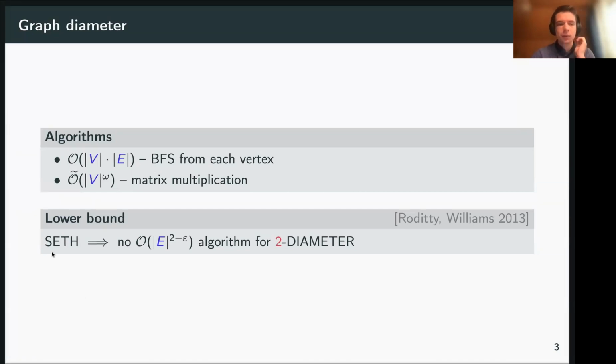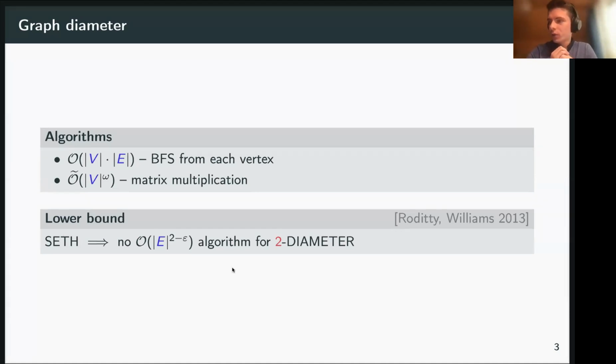Namely, if the SETH hypothesis holds, Roditty and Vassilevska Williams proved that there is no subquadratic algorithm for 2 diameter. So even in the setting when K is 2, if we want to test if the diameter is 2 or larger, there is no algorithm to do that, assuming the SETH, of course.